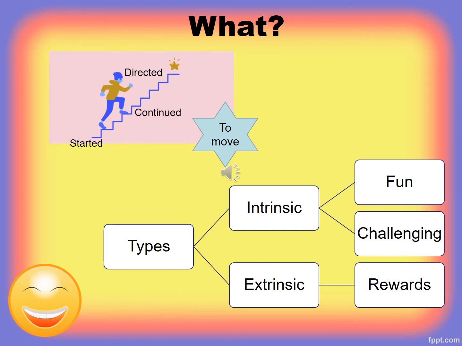There are 2 types of motivation. One is intrinsic, another one is extrinsic. Intrinsic basically is more on your own self. No other external reward can let you continue to move on. With intrinsic motivation, you will continue to perform that task because you find that the task is fun, it is challenging, and you want to continue.